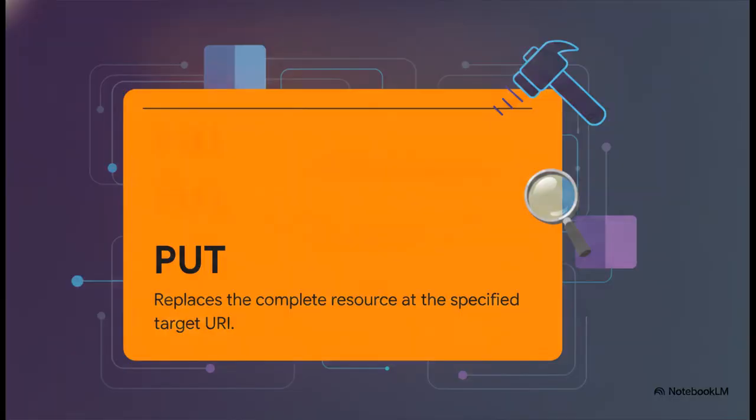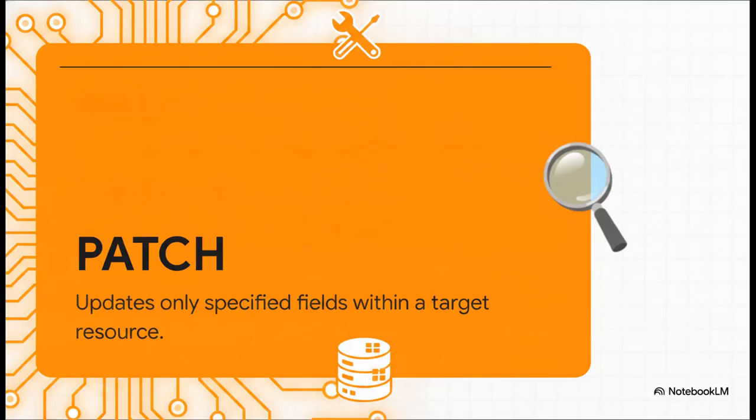Then we have PUT. You can think of PUT as the heavy-handed method. It's used exclusively when you want to replace the complete resource at the target URI. If you send a PUT request, the server is expecting you to provide the entire, completely updated payload to overwrite whatever is currently sitting there. Now contrast that immediately with PATCH. If PUT is a bulldozer, PATCH is the surgical instrument of HTTP methods. Instead of replacing the whole document, PATCH updates only the specified fields within a target resource. You are literally only sending the data that actually needs to change.